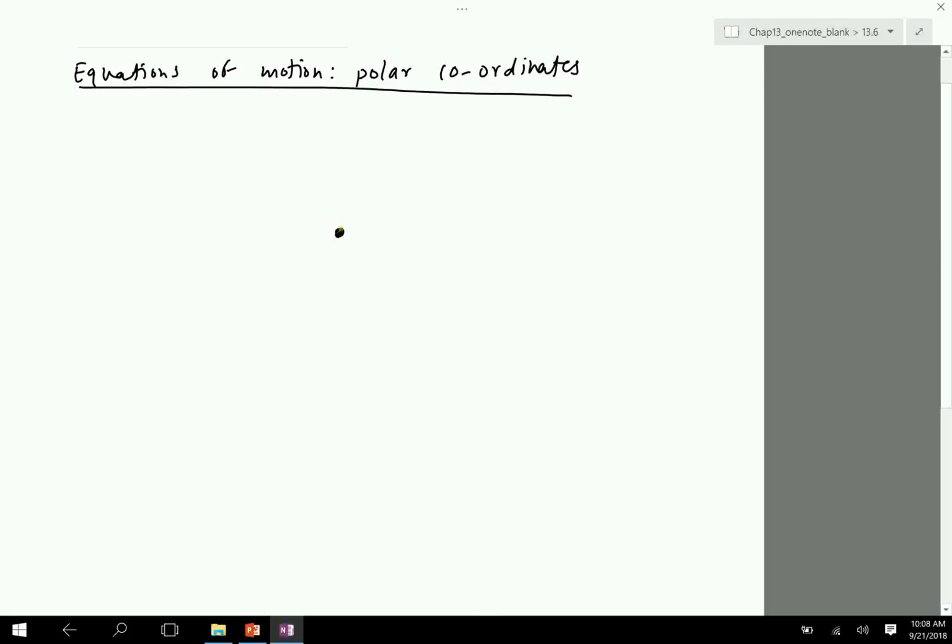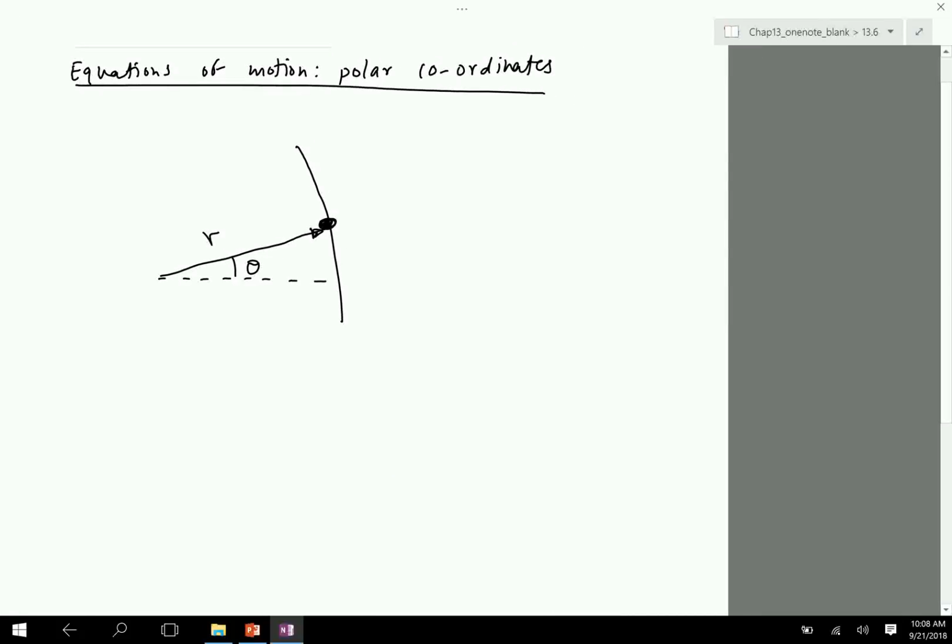Okay, so the motion of the particle is described with r and theta. The particle is moving along a curve, and you can describe its movement using r and theta. Like any other problem in this chapter, first you draw a free body diagram.